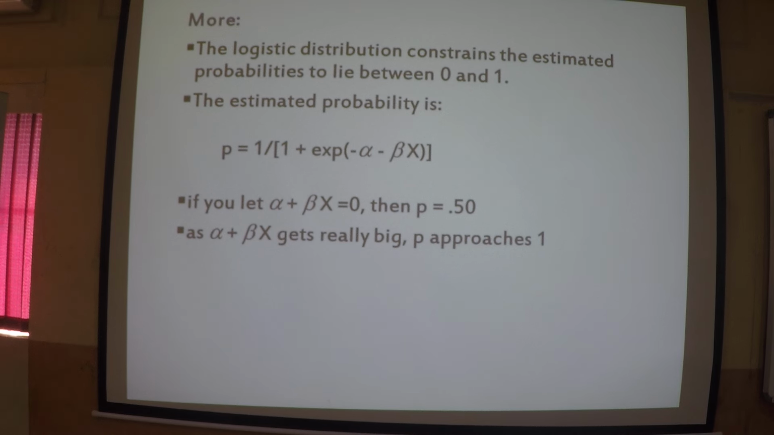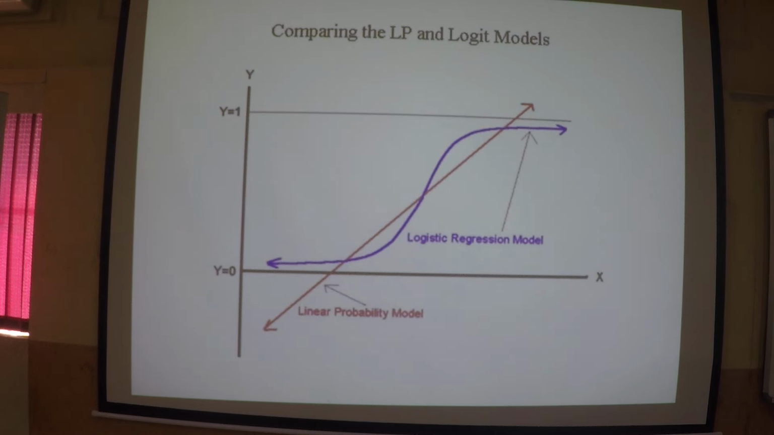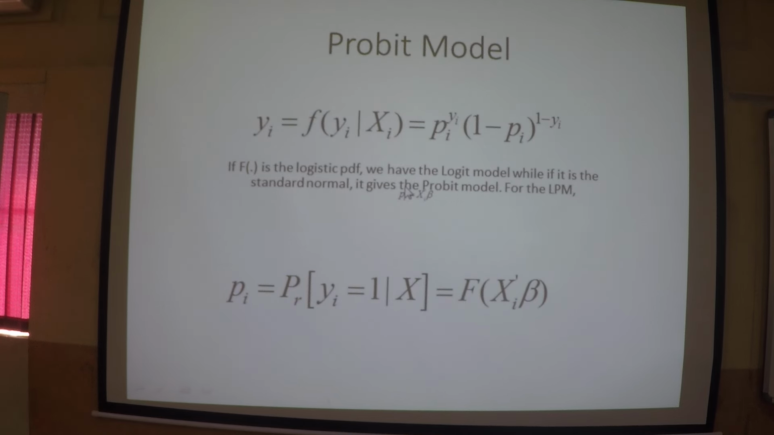So basically, as alpha plus beta x gets really big, p approaches 1. As alpha plus beta x gets really small, p approaches 0. So you get something like this, okay? As x becomes larger, the probability that y is equal to 1 approaches 1. So it will always be bounded between 0 and 1, whereas the linear probability model can be anything. It can exceed the bounds of 0 and 1. That's why we don't use it, okay?